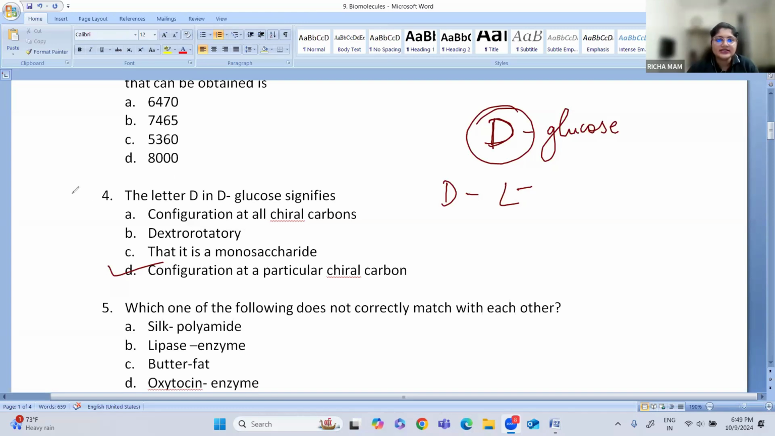When we are discussing sugar chemistry, these are different sugars such as glucose, lactose and fructose. What do D and L refer to? Glyceraldehyde is the standard sugar, so we take its standard configuration when we study the different sugars. The D and L forms tell you how the chiral carbon is placed, the configuration of a particular chiral carbon. So it is option D.